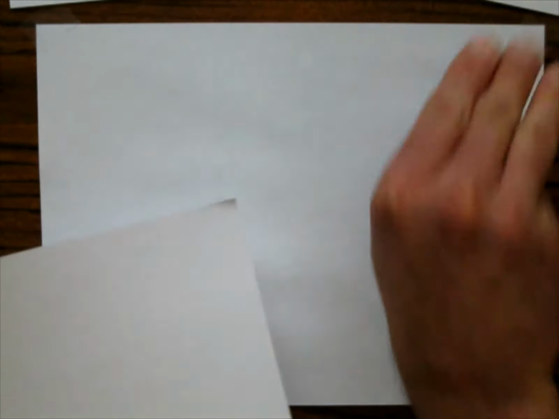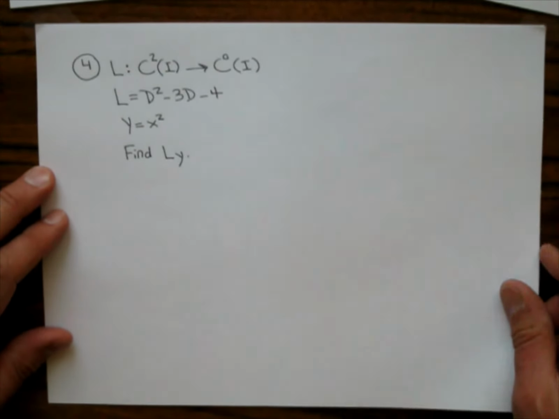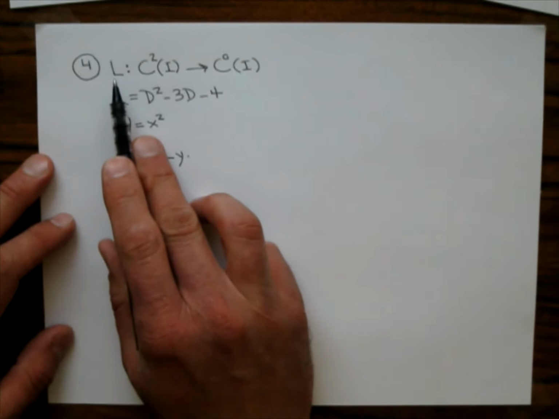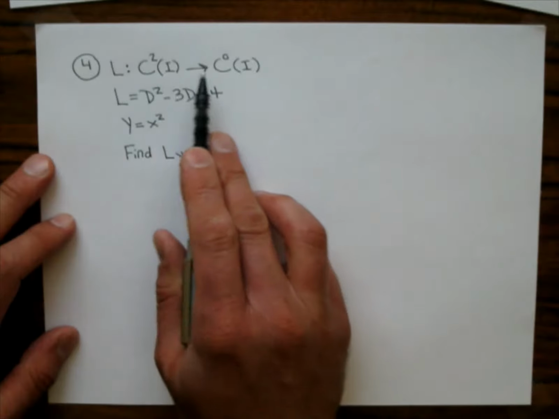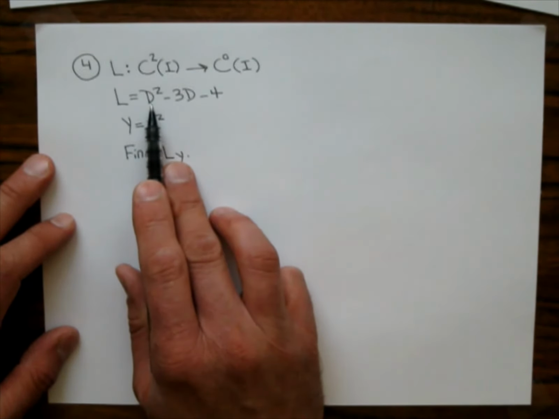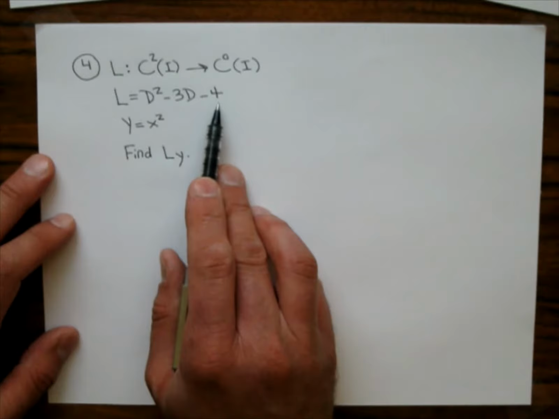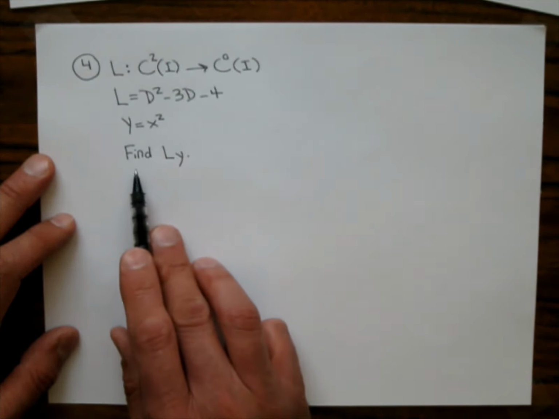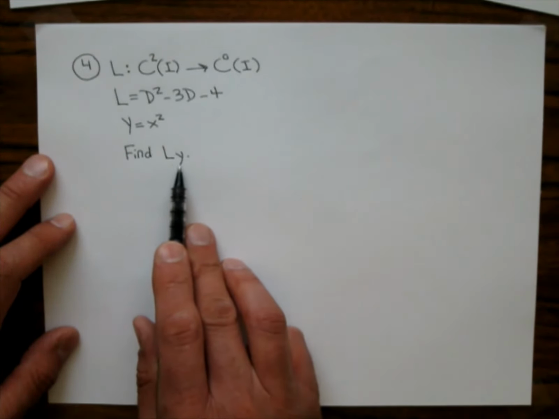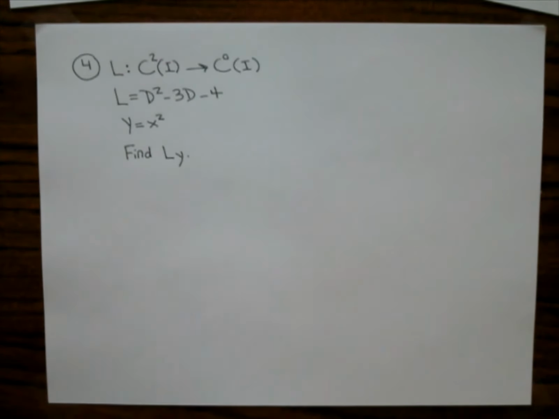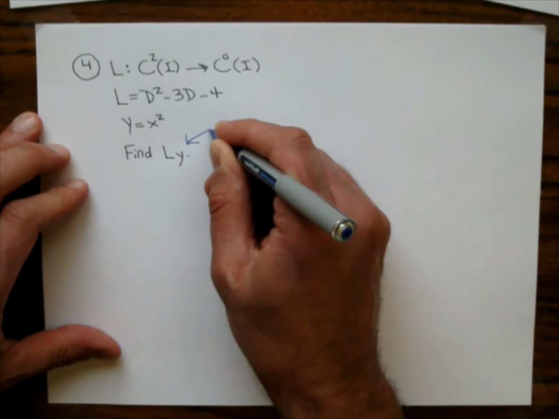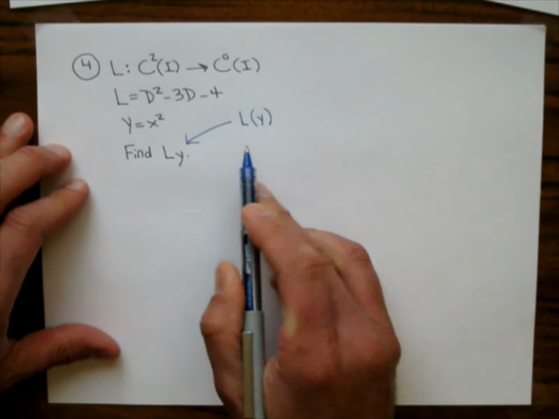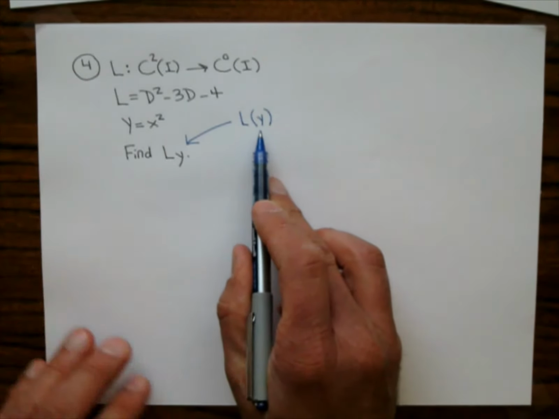Now, problem number 4, I'm going to throw some weird notation at you. It's just a little different. We have a new linear transformation. I'm not going to call it t, I'll call it L. It goes from C2 to C0, and it looks like this: d squared minus 3d minus 4. I have a function y equals x squared, and they want us to find Ly. Now that looks different than what they've been asking us to do. What they've been asking us to do is do something that looks like this: L of y. Or we could write this as L of x squared.